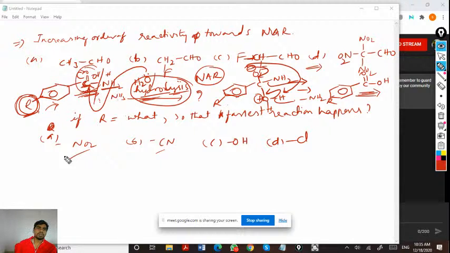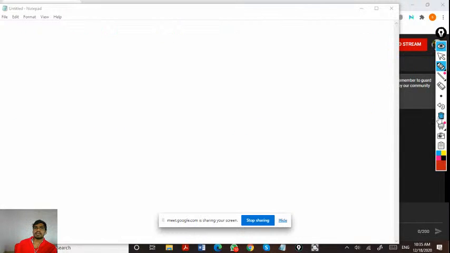So nitro will be the most supportive group towards the nucleophilic addition reaction. It is nothing but hydrolysis. Okay, so examples of the nucleophilic addition reaction: hydrolysis of ester. If I take hydrolysis, it is H2O by H plus.